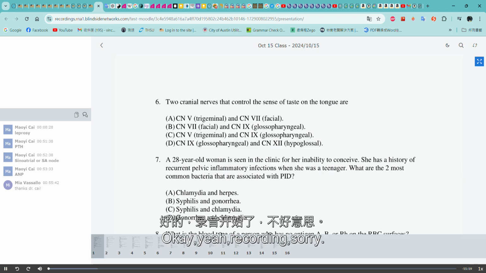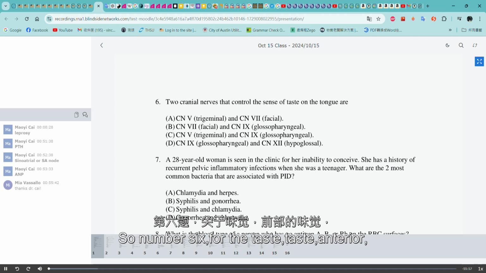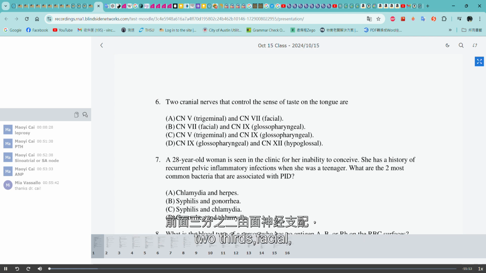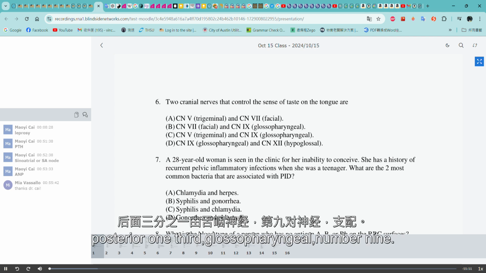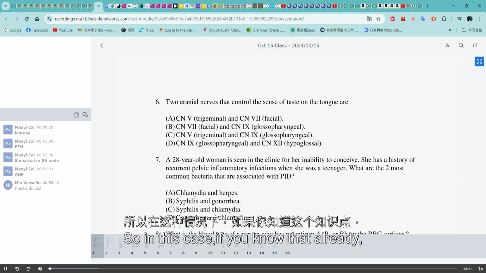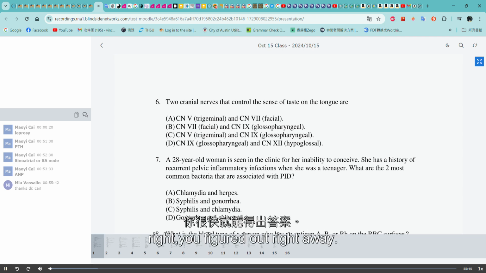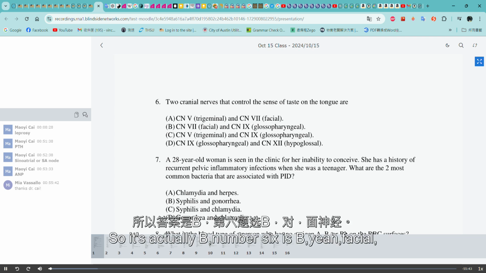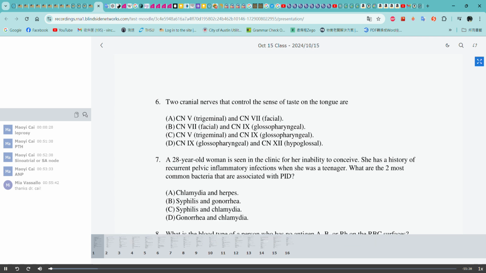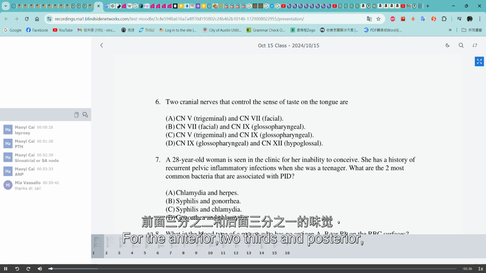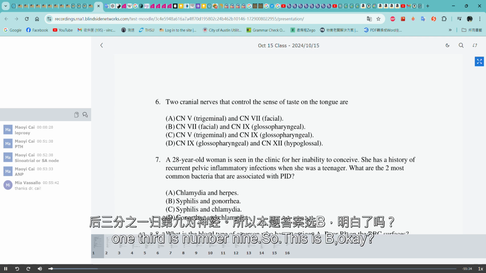Okay, yeah, recording, sorry. So number 6, for the taste, anterior 2/3, facial, posterior 1/3, glossopharyngeal, number 9. So in this case, if you know that already, you figure it out right away. So it's actually B. Number 6 is B. Facial for the anterior 2/3 and posterior 1/3 is number 9. So answer is B. Okay.